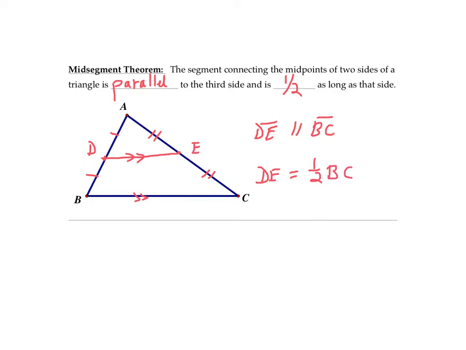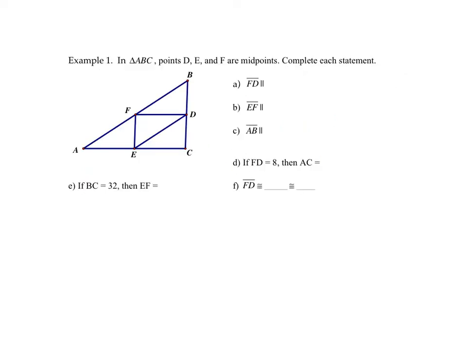Now keep in mind, whenever we start a new section and it involves parallel lines, then all of those theorems that we studied a while ago come into play. For example, when two parallel lines are cut by a transversal, corresponding angles are congruent. So we'd have pairs of corresponding angles that were congruent here. So now let's take a look at a couple of examples.